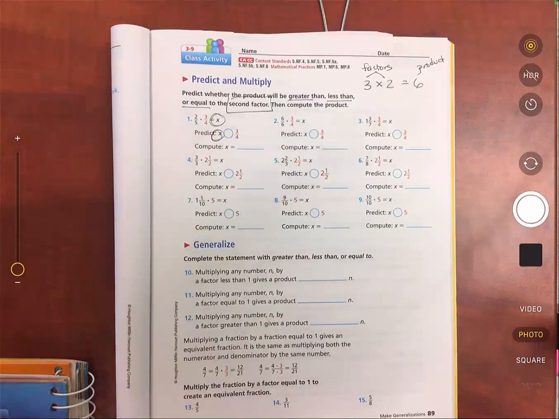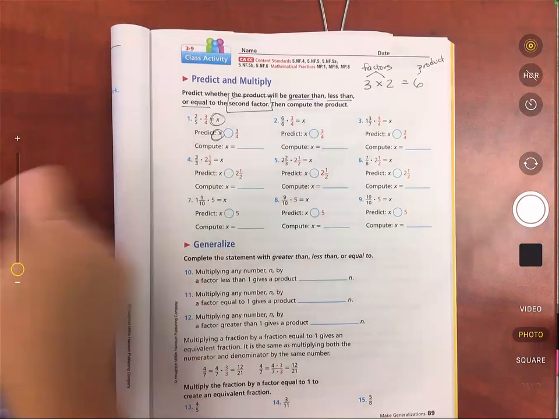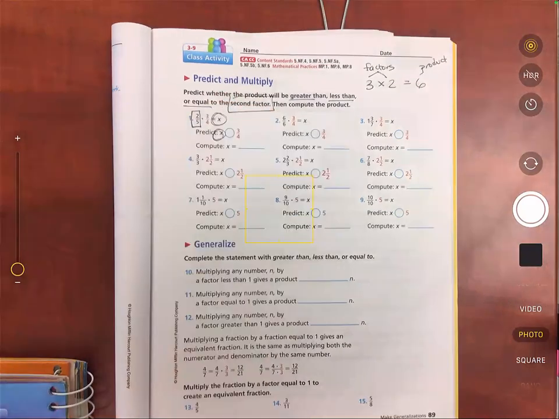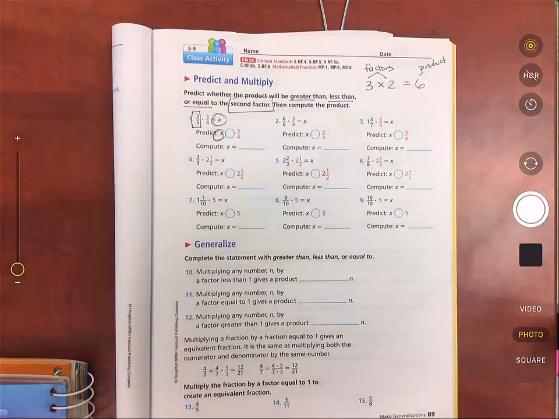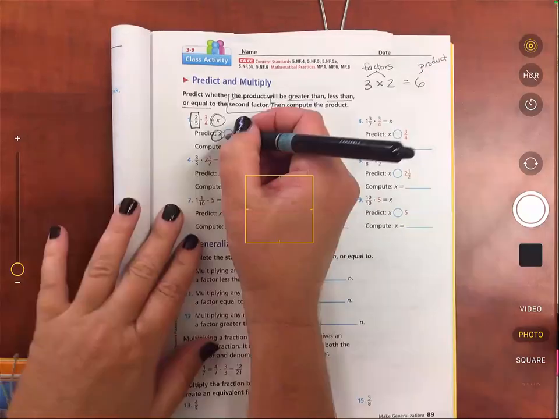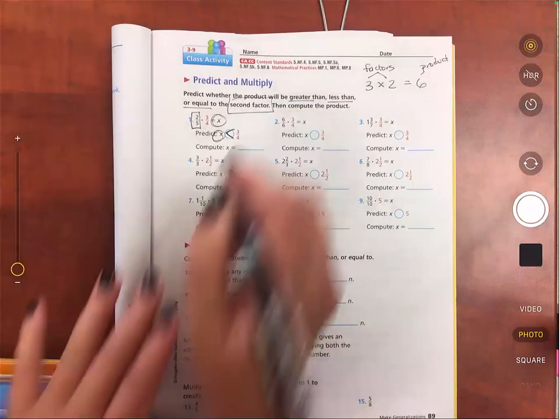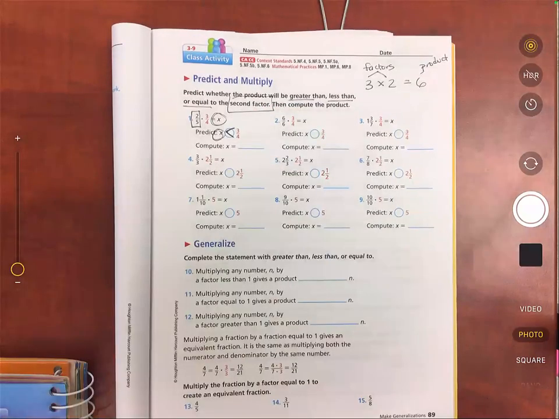Look at what I'm multiplying it by. I'm multiplying that 3/4 times 2/5. What do we know about 2/5? It's less than. Well, 2/5 is less than 1. So my answer is going to be less than 3/4 because I'm multiplying it by something less than 1.